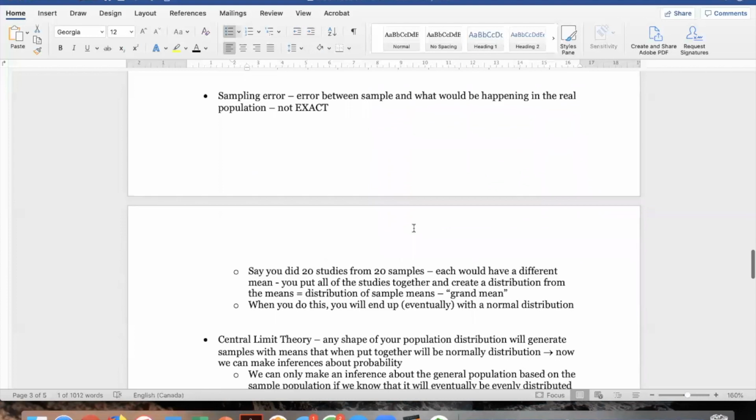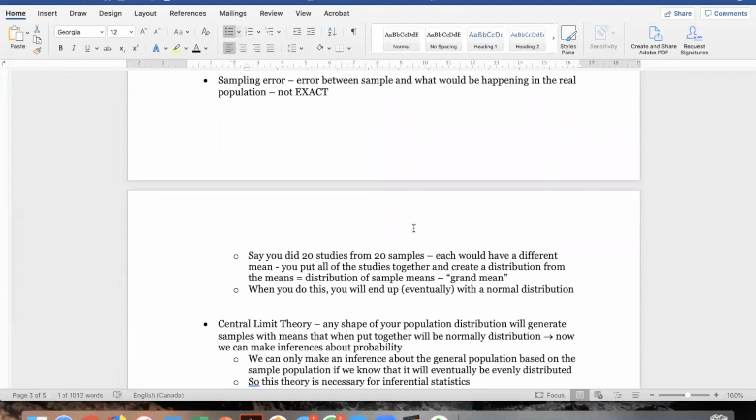Okay. So a sampling error. There's always a sampling error, right? Because you can't ever have the exact same sample as your target or whatever's happening in the real population. So let's say you did 20 studies from 20 samples, right? There's 20 samples, you did 20 studies with those 20 samples. Each of those studies would have a different mean. Each of those samples would have a different mean, right?